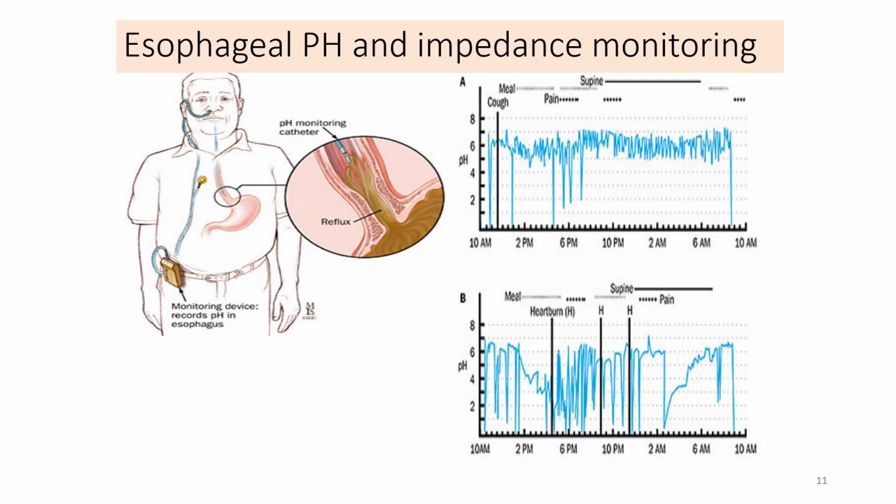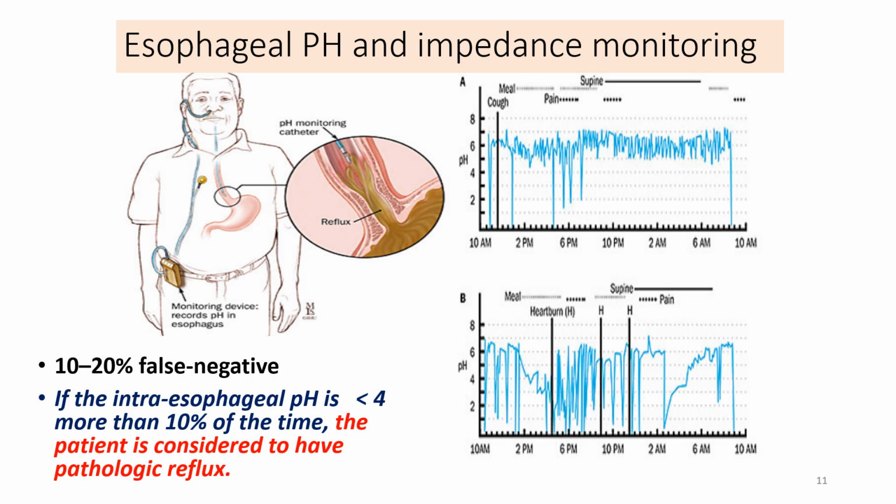There are a lot of investigations that can be done to check for gastroesophageal reflux disease. From these, esophageal pH and impedance monitoring is one of them. This is for assessment of the frequency and the duration of esophageal acid exposure. It's indicated for assessing efficacy of acid suppression, and evaluating atypical GERD presentation in non-verbal children and infants with repeated apnea. If the intraesophageal pH is less than 4 more than 10% of the time, the patient is considered to have reflux.